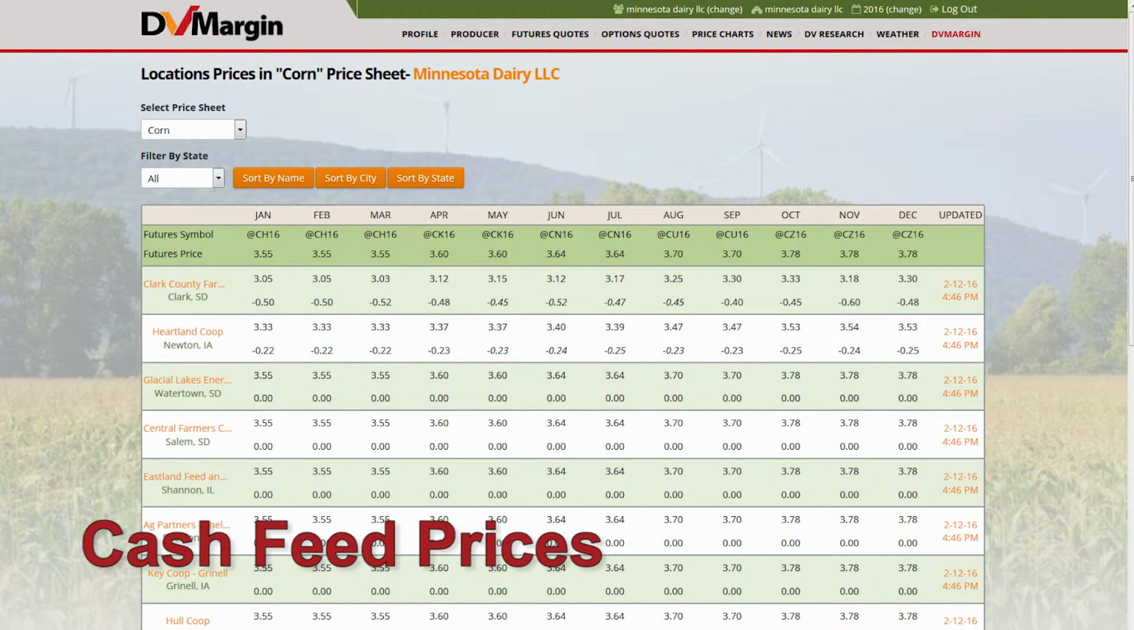Cash prices in your farm can be linked to cash locations with freight adjusters to automatically update feed and grain prices in your DVMargin farm calculations. This is also a nice reference to monitor regional feed prices.